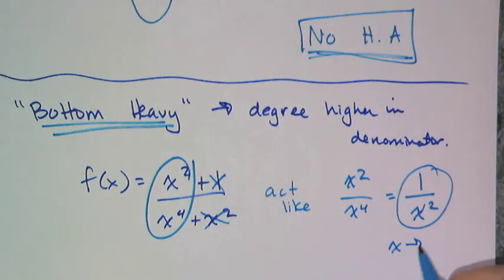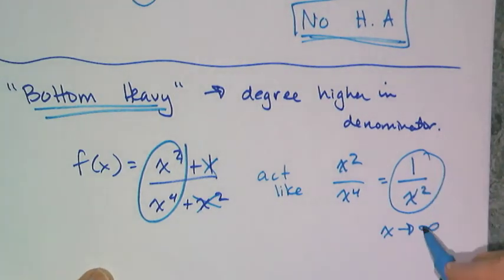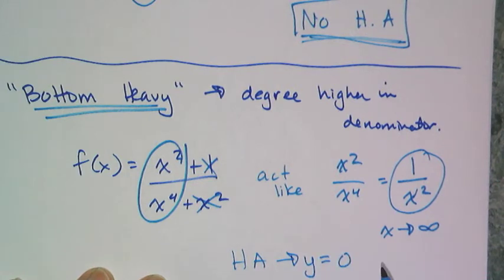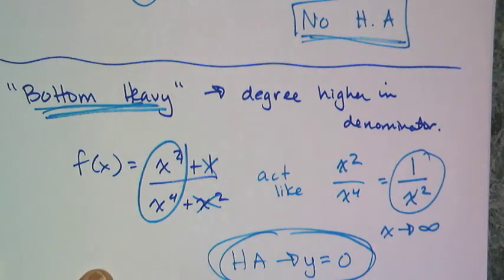And now I just have to think about this. What happens as x gets super huge, either in the positive or the negative? I get 1 divided by some super huge number. And so that means this graph is going to approach 0. So the horizontal asymptote for this one is y equals 0. And that's actually true for all bottom-heavy rational functions. Anything that's bottom-heavy has a horizontal asymptote, that's y equals 0.